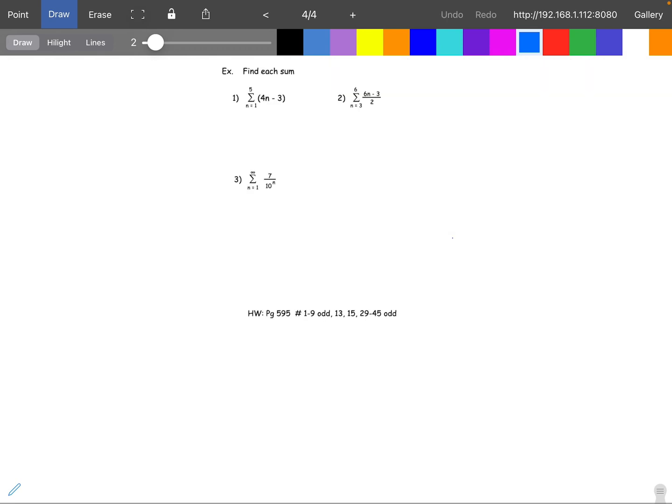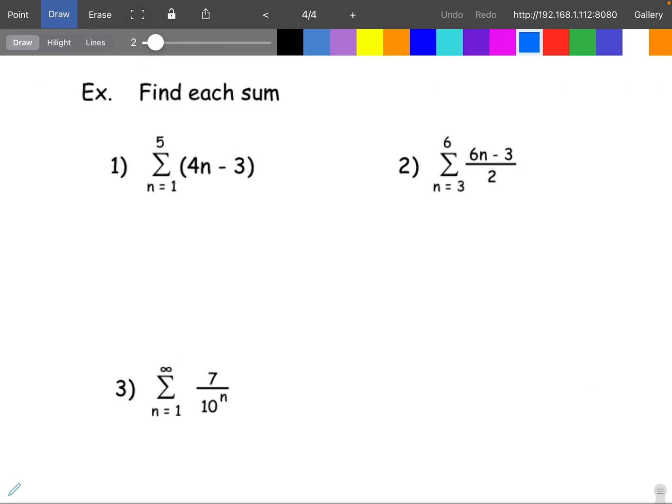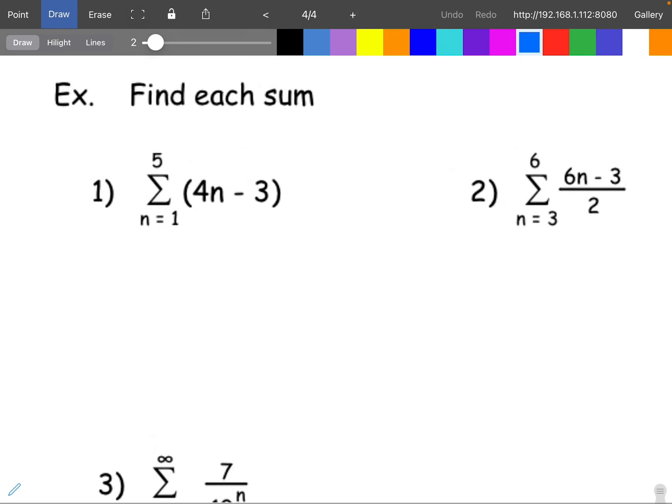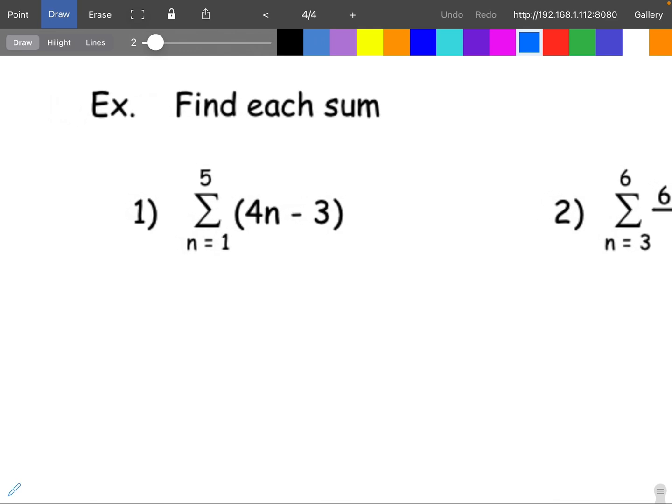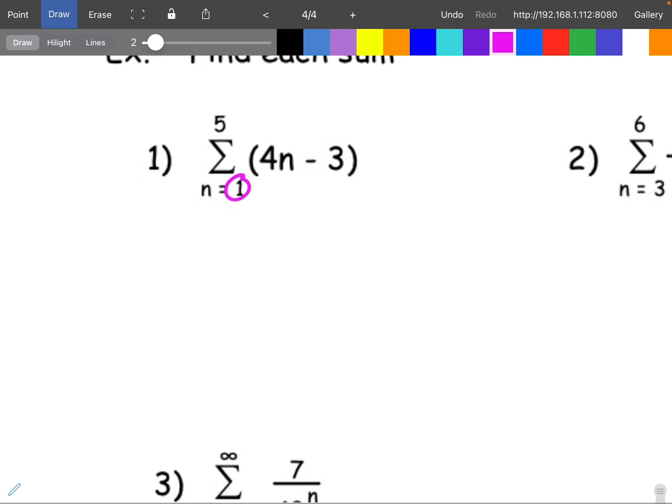Okay, so let's take a look at some problems using this, and hopefully it will make a little bit more sense. So we have 3 problems in which we need to find each sum. So our first problem, we have our little sigma notation. We have here the expression that we need to plug into, and we know that we need to start by plugging in 1. So then we're going to plug in 1, we're going to plug in 2, 3, 4, and then once we plug in 5, that's the last term we'll find. Then we simply add all of our numbers together.